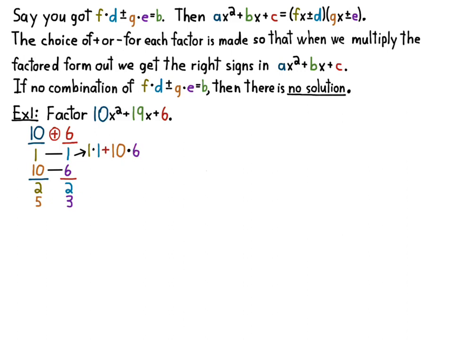Okay, so this is the idea. In case you forget what I was doing, you can look at it later. I'm doing 1 times 1 plus 10 times 6, and I'm seeing, is that 19? Nope. If it's not 19, then I don't care what it is. Then I cross them, and I get 1 times 6 plus 10 times 1. That's not 19. That's actually 16.